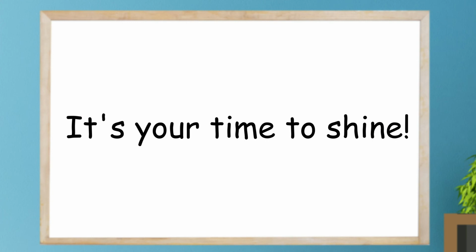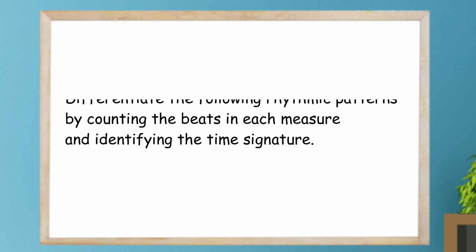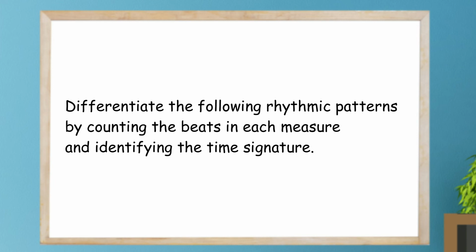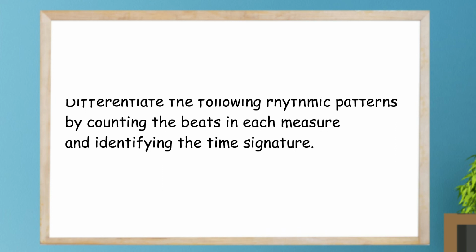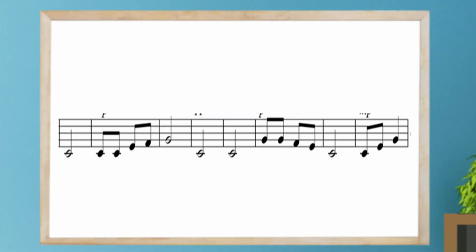Now, kids, it's your time to shine. Get ready with your paper and ballpen. You are going to differentiate the following rhythmic patterns by counting the beats in each measure and identifying the time signature. Write the time signature on your paper. Number 1. What is your answer? If your answer is 2/4, then you are correct.